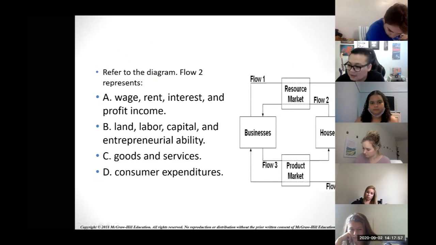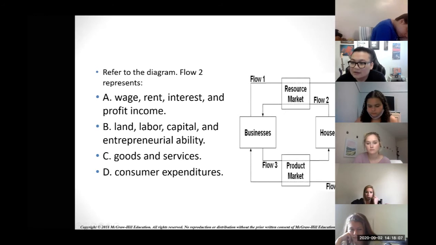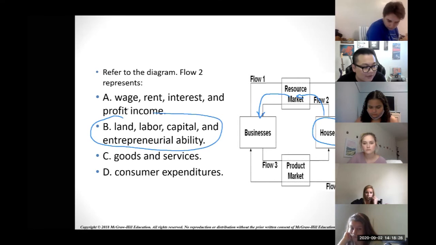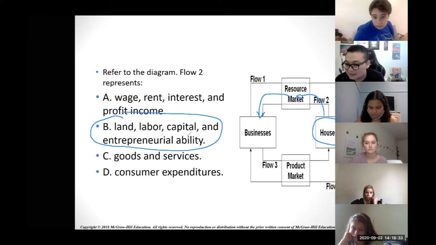This should be easy, right? Yes, Madison. They give land, labor, capital, and entrepreneurial ability, so B. Yes, that's correct. So once again, the household sells their resources on the resource market, and then the resource market sells to the business. So this blue line here, from household to business, this flow 2, stands for all the economic resources, and all the economic resources stand for land, labor, capital, and entrepreneurial ability. Okay, do you guys understand?